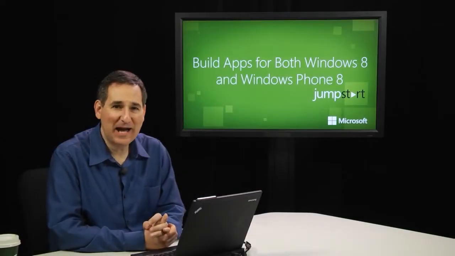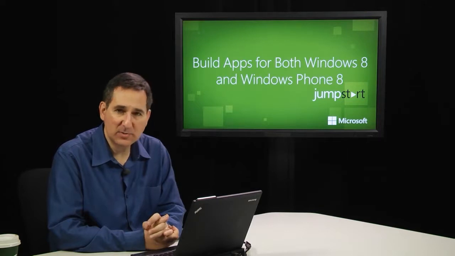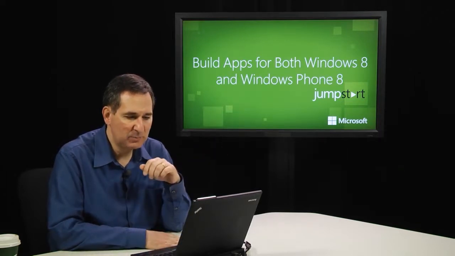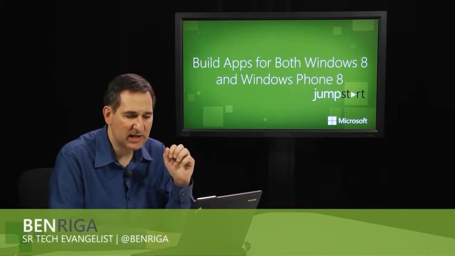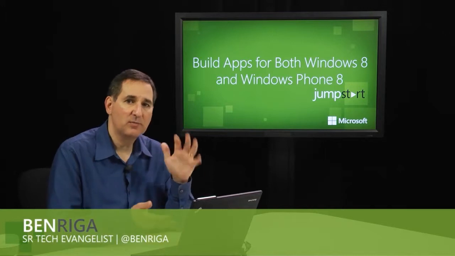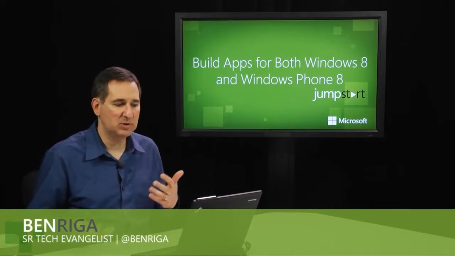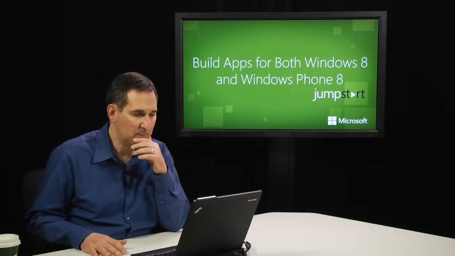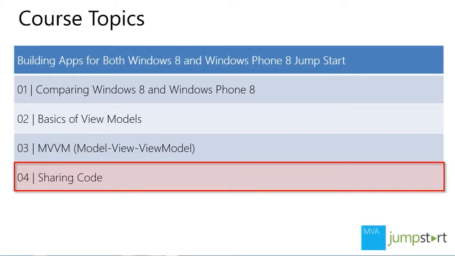All right, welcome back. So we're in the home stretch now. We've compared Windows 8 and Windows Phone, and we've now given you the basics around data binding, view models and MVVM. Now we're going to wrap all that together and talk about how you can share code between Windows 8 and Windows Phone 8 in Visual Studio. This is the last thing. We'll end in about half an hour or so.